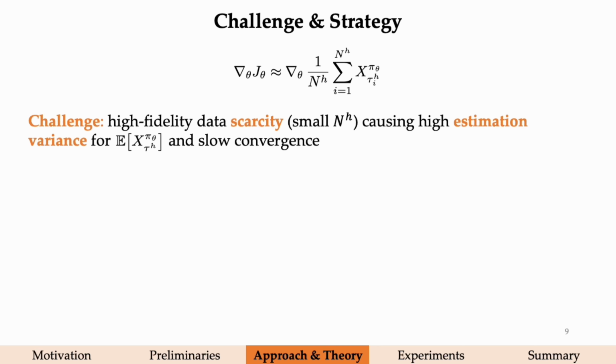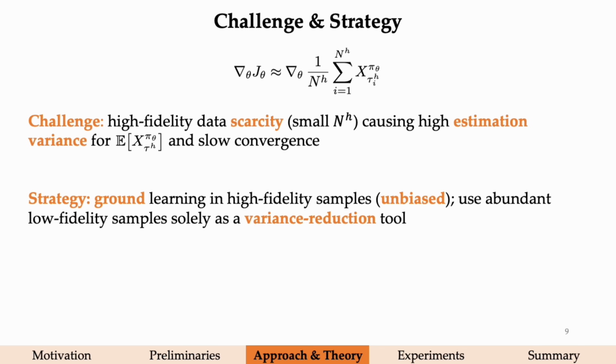The central challenge is that, in settings where high-fidelity samples are scarce, policy gradients must be estimated from a small number of trajectories. And the commonly used Monte Carlo estimator for the random variable mean suffers from high estimation variance and slow algorithm convergence. The strategy we take is to ground the learning in high-fidelity samples and use lots of low-fidelity data to reduce policy gradient estimation variance.